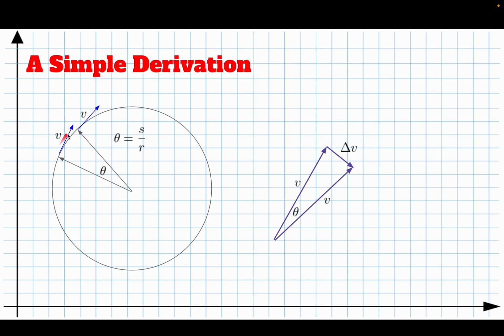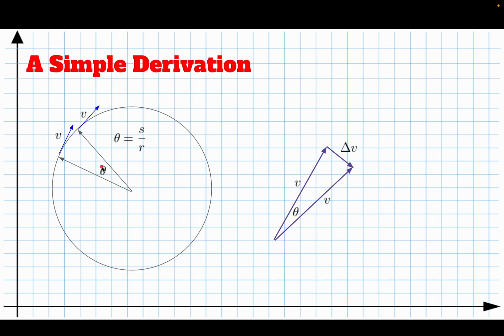The first one right here is pointing in this direction. The second one, this one here, is pointing slightly to the right of it. And the difference in those two velocity vectors is the change in velocity. So the change in velocity is actually in this direction. Now, we can use a little bit of trig.